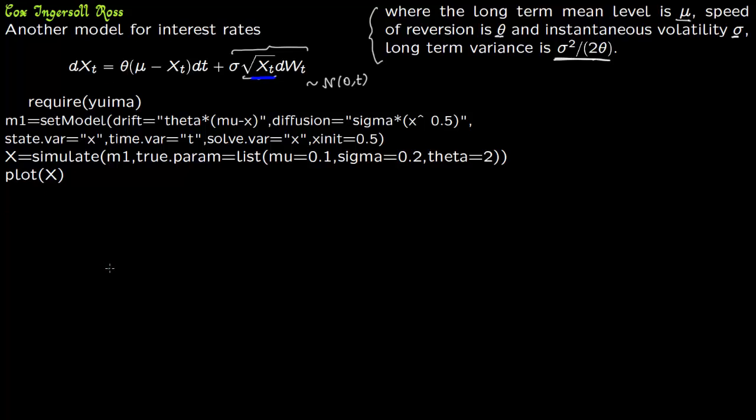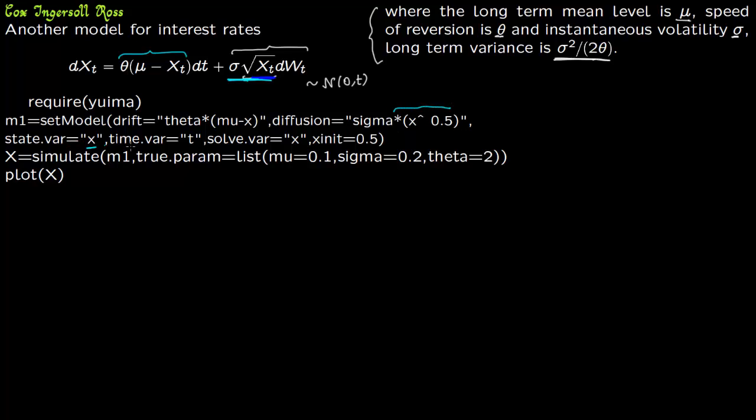So let us go through the model. Again, your drift is this part, theta times (mu minus x_t). So theta times (mu minus x). Diffusion is sigma times the square root of x. So I'm raising x to the power of 0.5 right here. So this is the diffusion part. Again, same as the Vasicek model, the only thing extra I have added is this term.